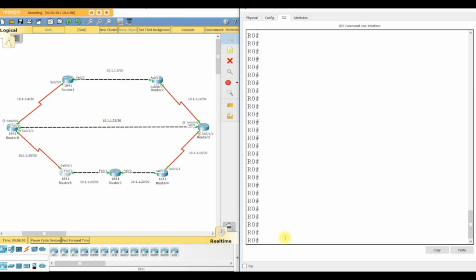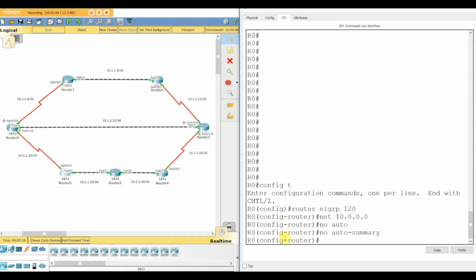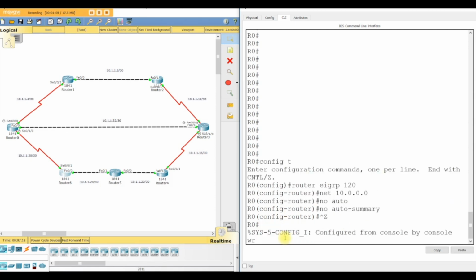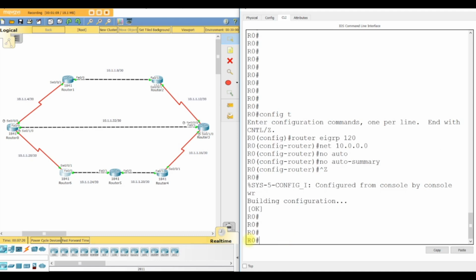All right. So let's go ahead and configure EIGRP. Remember, it is an advanced distance vector routing protocol. So we go router EIGRP, and the autonomous system that we want, which is 120. We go network, not classful, distance vector, even though it's advanced distance vector, 10.0.0.0. Okay. And then we do no auto-summary. Control Z, WR, which you guys can do on the test.